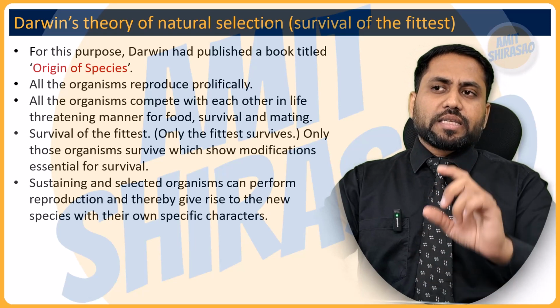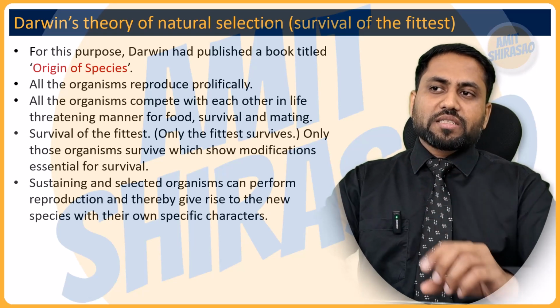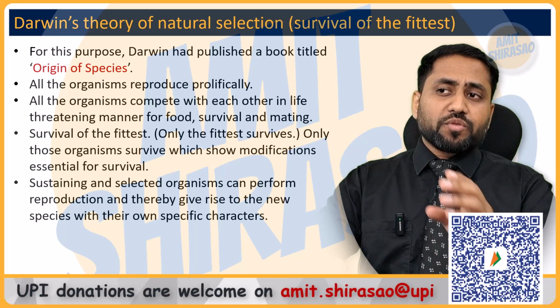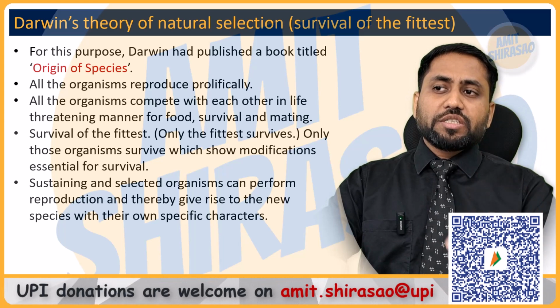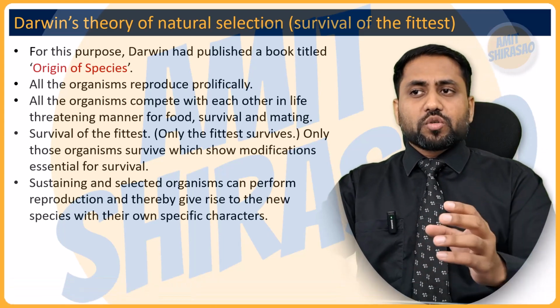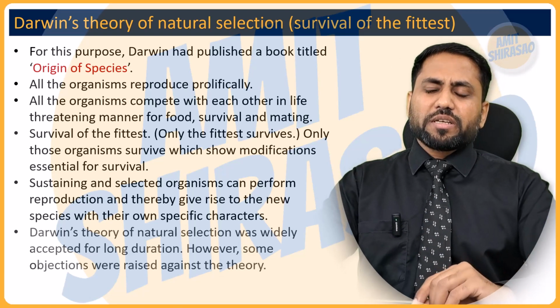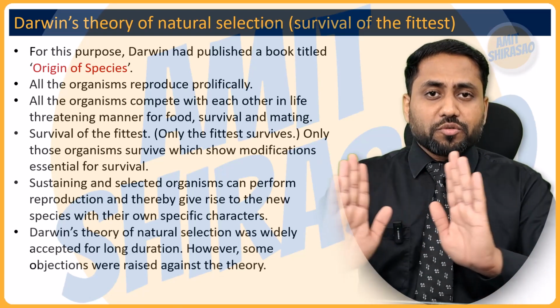Sustaining and selected organisms can perform reproduction and thereby give rise to new species with their own specific characters. Okay, so of course this is what I have already explained. Darwin's theory of natural selection was widely accepted for a long duration.